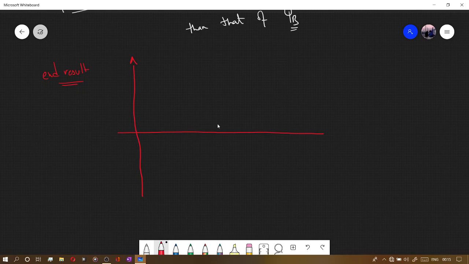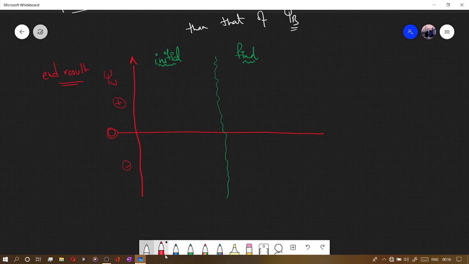Anyway, let me use green. Initial, and let me use final statement. Okay, and let me just draw down. This is a graph. Let me use the red one, psi W. This is 0, and this is positive, and this is negative.